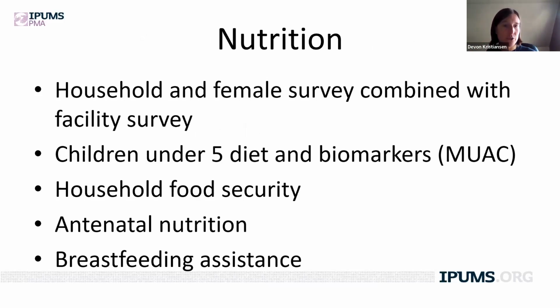And lastly, PMA did field a few nutrition surveys in Burkina Faso and Kenya. So that was combined household and female survey with facilities. So they focused on children under 5, and they did collect some biomarkers. They focused a lot on household food security, antenatal nutrition, breastfeeding assistance. And then in the facility survey, they asked about the types of nutrition programs that were provided.